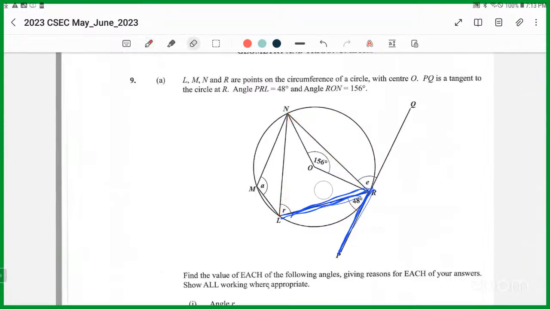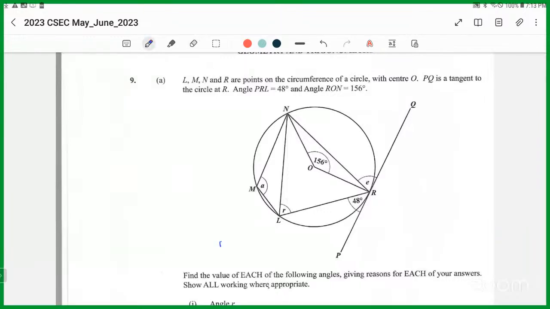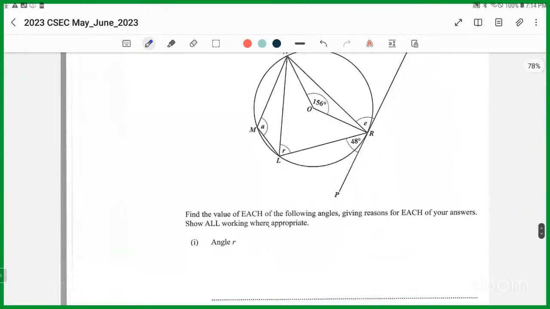Let's answer the question. Let's start here. Let's answer it. All right. Everything that they have said so far is on the diagram. It says, find the value of each of the following. Give reasons for each of your answers. Show all workings where appropriate.